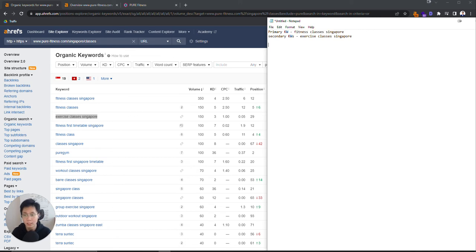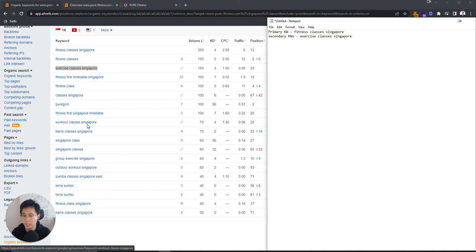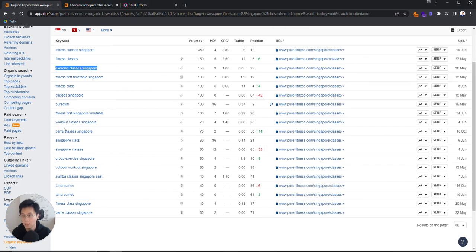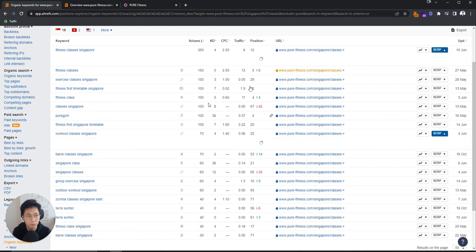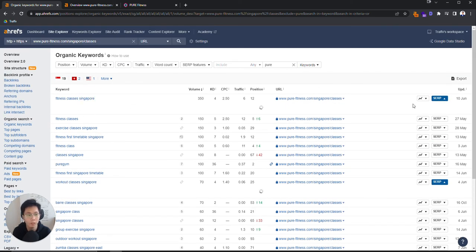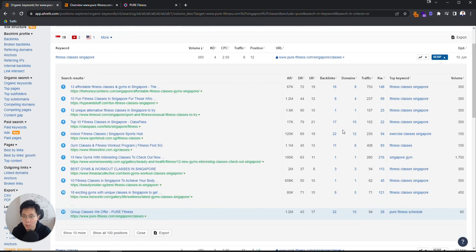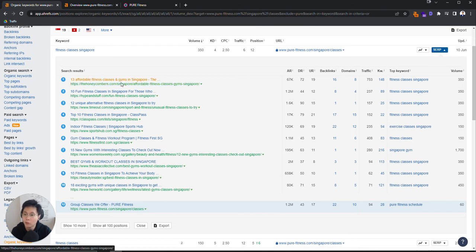Okay, then what I can do next is scroll down and see whether there are any that will probably make sense. So you can see workout classes in Singapore, and I'll give you another tip. You want to look at the pages that are doing well, to see if the page ranking for this keyword is also ranking for this other keyword. With a software like Ahrefs, it's going to allow you to find things more easily. So I'm going to look at some of the pages ranking well here: Honeycombers, Hype and Stuff, Timeout, ClassPass.